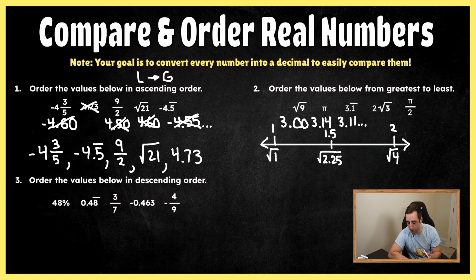Now that we have this number line, we then need to see, where does the square root of 3 fall? Is it between the square root of 1 and the square root of 2.25? Well, no, 3 doesn't fall between those numbers. So we know the answer has to be bigger than 1.5. Now, where does it fall between 2.25 and 4? Well, it's slightly closer to 2.25. It's 0.75 away from 2 and 25 hundredths, but it's 1 away from 4.